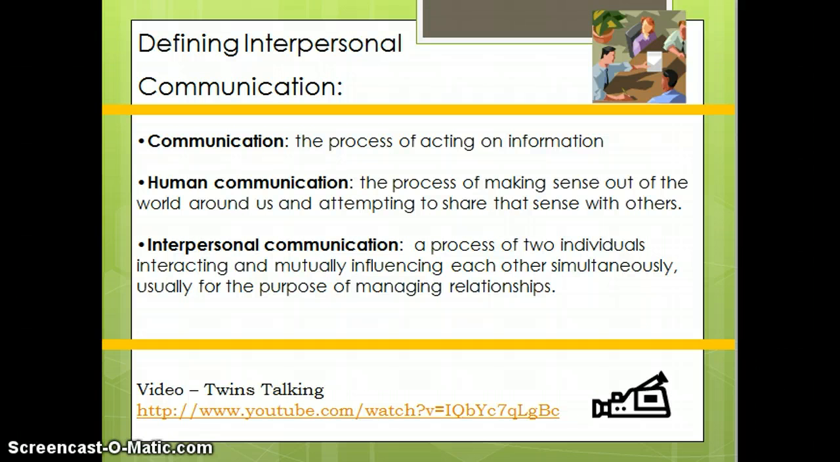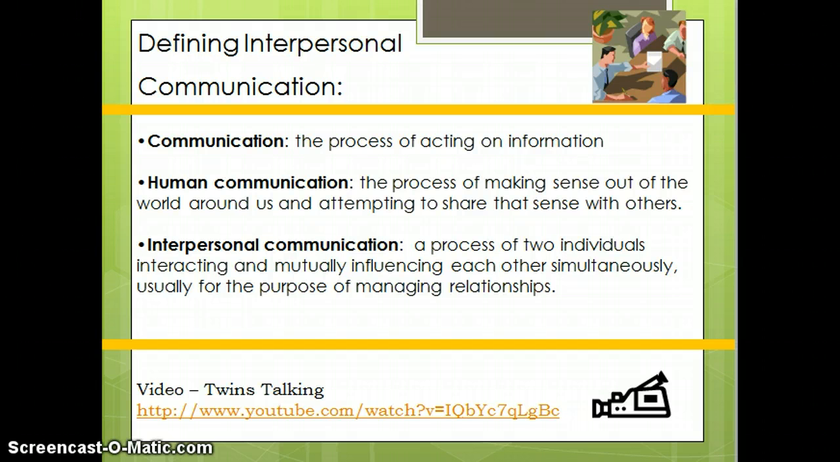Before we jump into looking at the model, I think it's important to provide a definition of what interpersonal communication is. It makes sense that if we're going to look at a model of interpersonal communication and its components, we should start with a shared understanding of what interpersonal communication is.